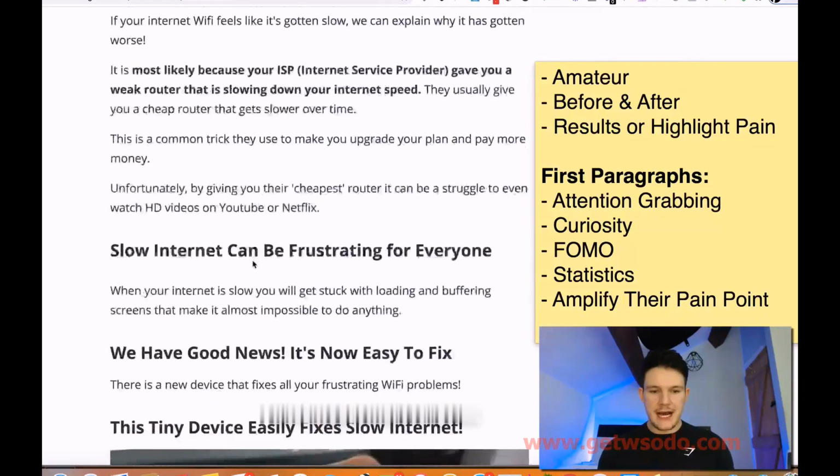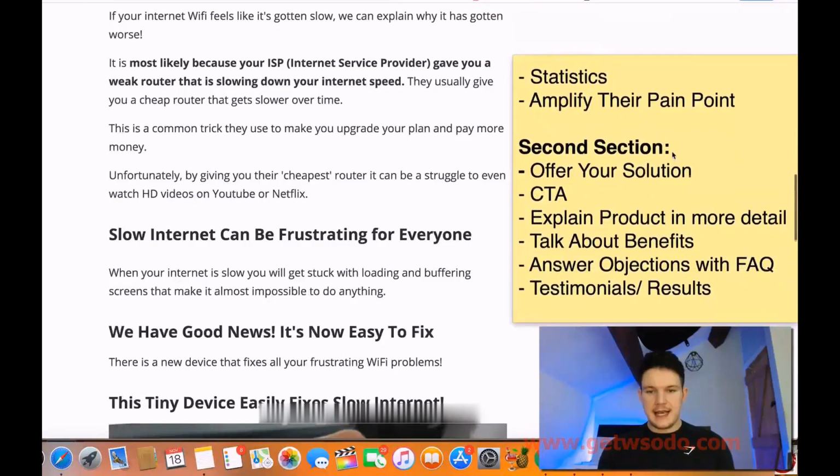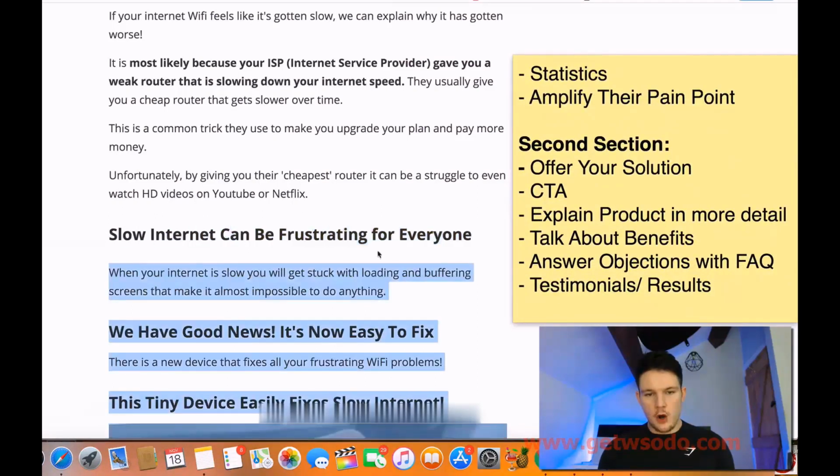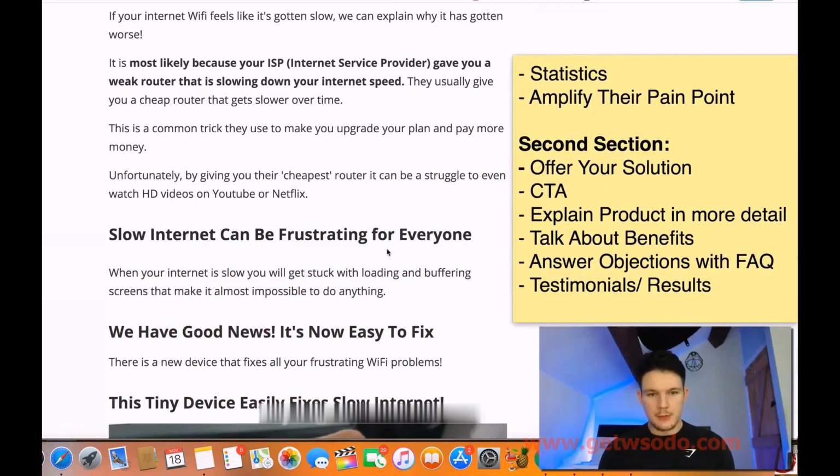And then as you go down, as you can see here, into the second section, what we're going to do is we're offering the solution to their problem. So we've just amplified their problem. We've talked about their slow internet. And now we're starting to touch on, well, there's a solution. Here it is. There's a solution to fix that problem.